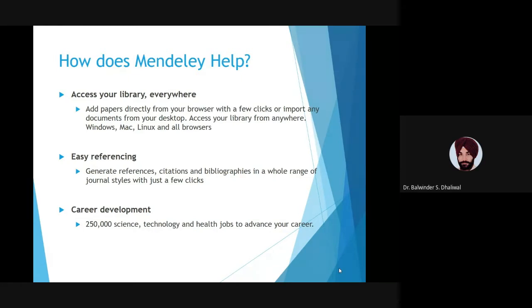Then another way it helps the scholars is in easy referencing. That means we can generate references, citations, and bibliographies in a whole range of journal styles with just a few clicks. Journal style means the formats in which we want to write the reference list. And further, there are options of finding various jobs related to science, technology, and other areas. So Mendeley also provides features to search for various jobs, and it also helps in career development. But today in this session, we'll focus on the first 2 points only, how to build up our library and how to use that library for referencing.